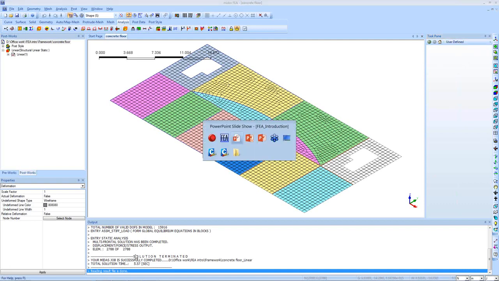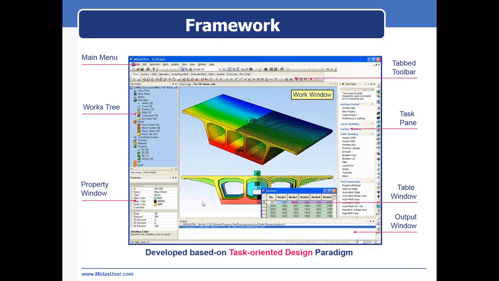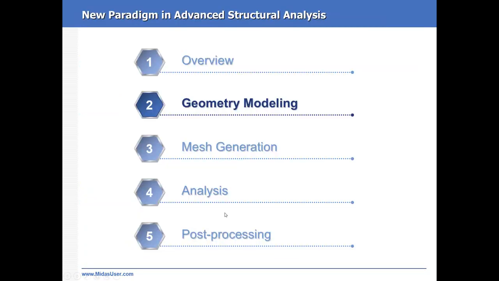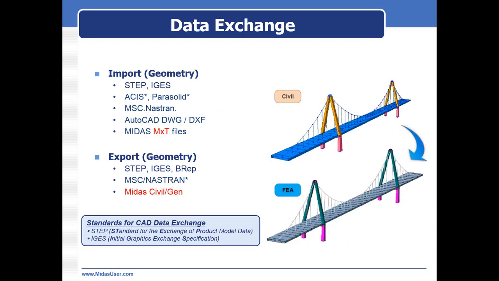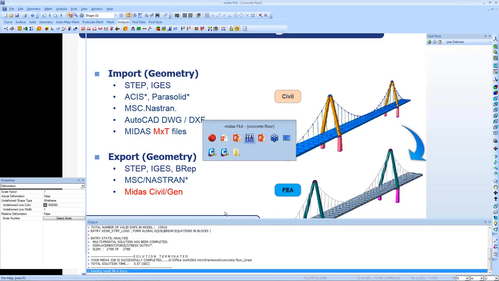Let's move back to the presentation. Next is the geometry modeling. Now we'll take a look how geometry modeling in FEA is helpful to the engineers. When it comes to modeling, engineers are always looking for data exchange. That means import and export. Let's see all these features in the software itself.